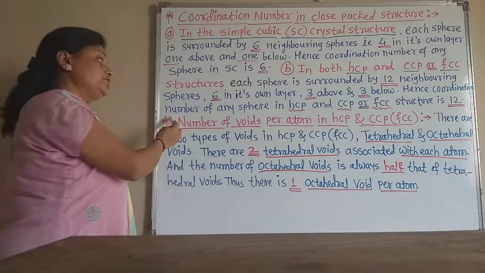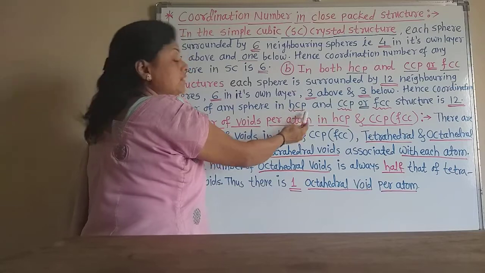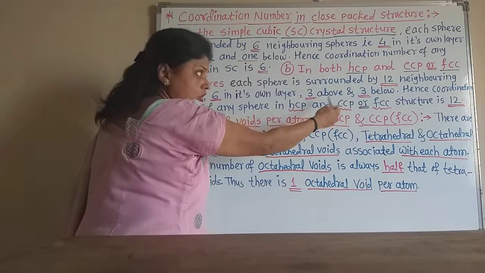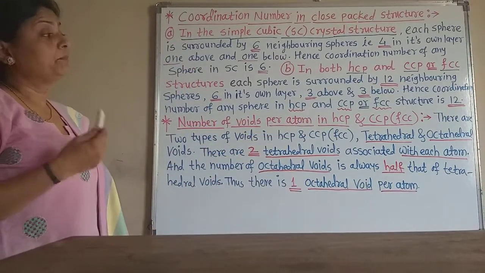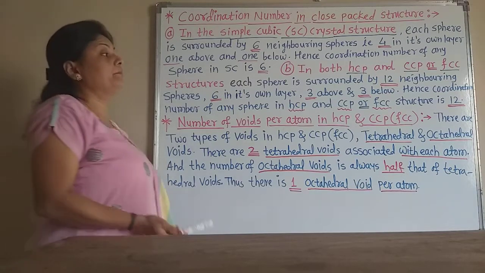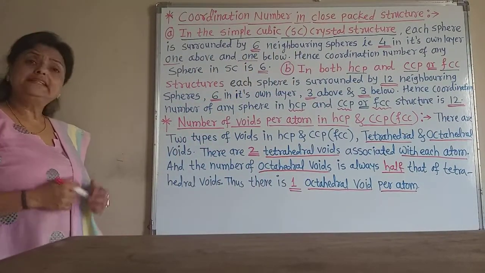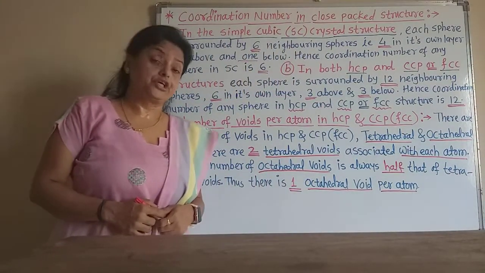Hence the coordination number of any sphere in hexagonal close packed or cubic close packed, which is also called the face centered cubic structure, is always 12. So these are about the coordination number.